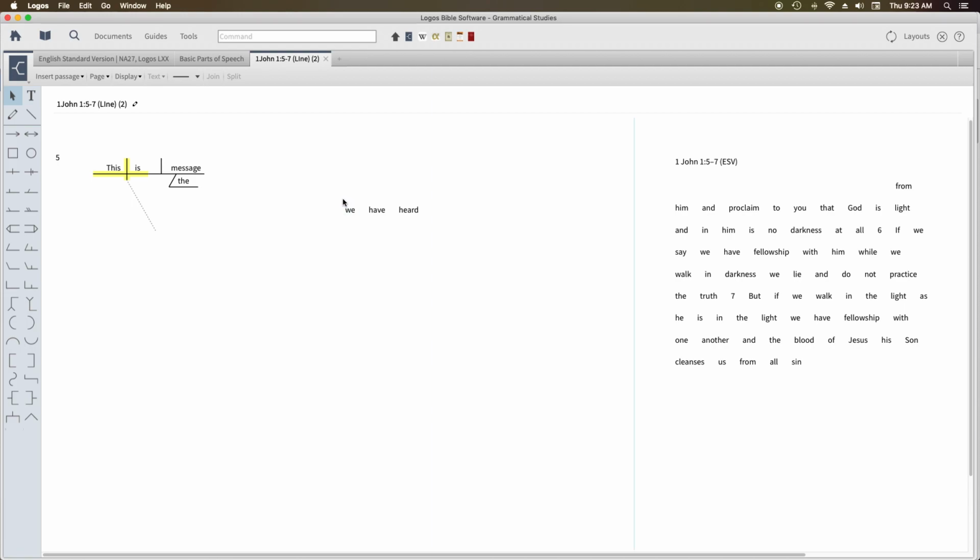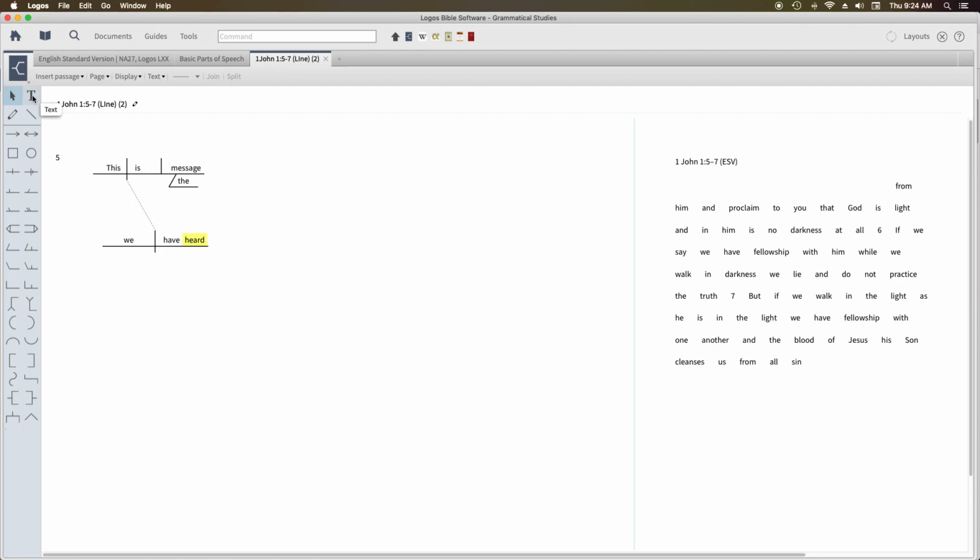And then we have a subject, we, and the verb, have heard. So I'm going to go ahead and get my subject and predicate out. And this is going to go like this. We have heard. Now, this line is showing that this is connected, but we still don't have a relative pronoun, even though the Greek has one. So what we're going to do is make a relative pronoun.